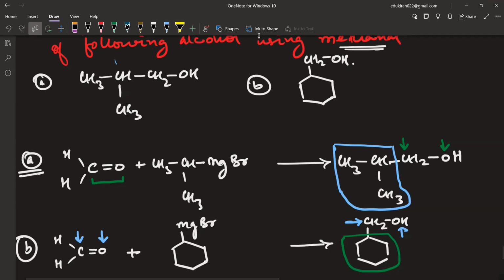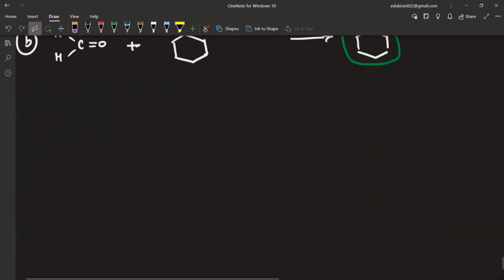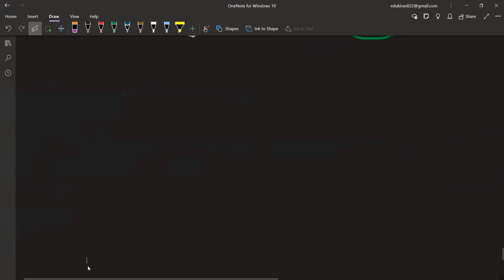Actually, I hope everyone is done till now. So in today's class, we learned about methods of preparation, right? We started with haloalkanes. Then we looked at the second point, reduction of aldehydes and ketones, right?